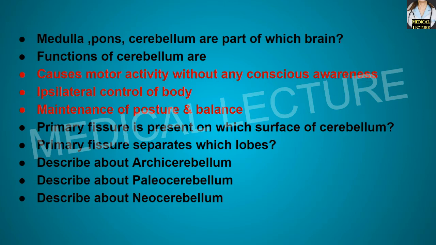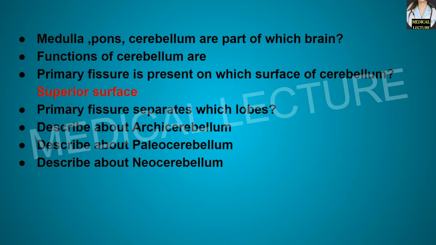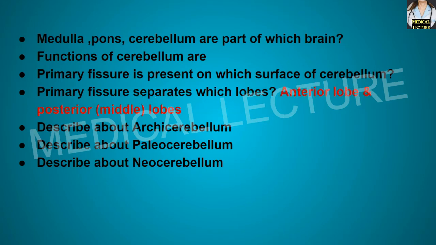The primary fissure is present on which surface of the cerebellum? On the superior surface of the cerebellum. Primary fissure separates which lobes? It separates the anterior lobe and the posterior lobe.